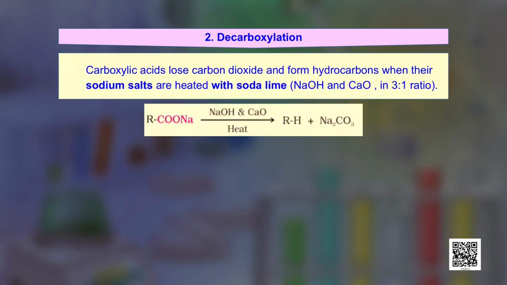Carboxylic acids lose carbon dioxide and form hydrocarbons when their sodium salts are heated with soda lime. And what is soda lime? It is sodium hydroxide and calcium oxide in the ratio of 3:1. You can see here the reaction of decarboxylation of carboxylic acids.